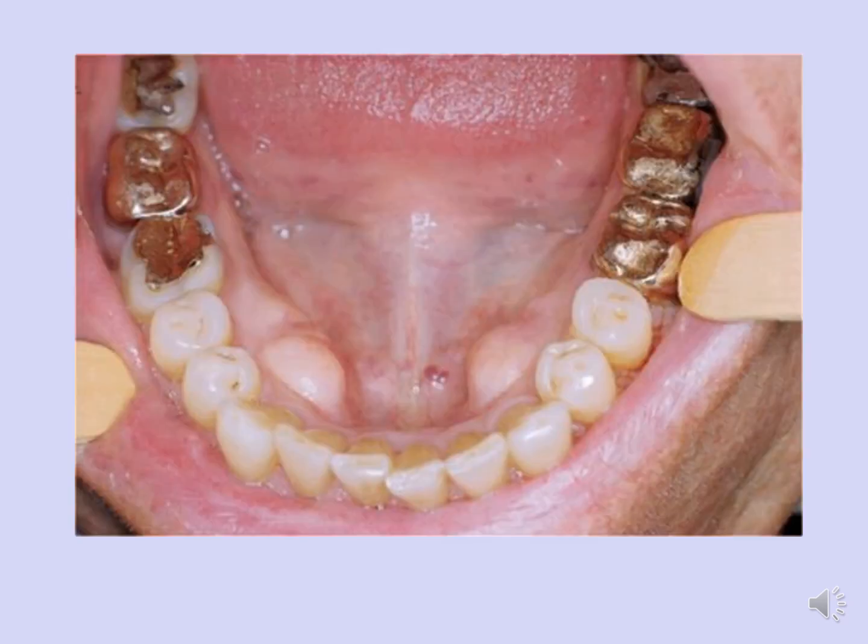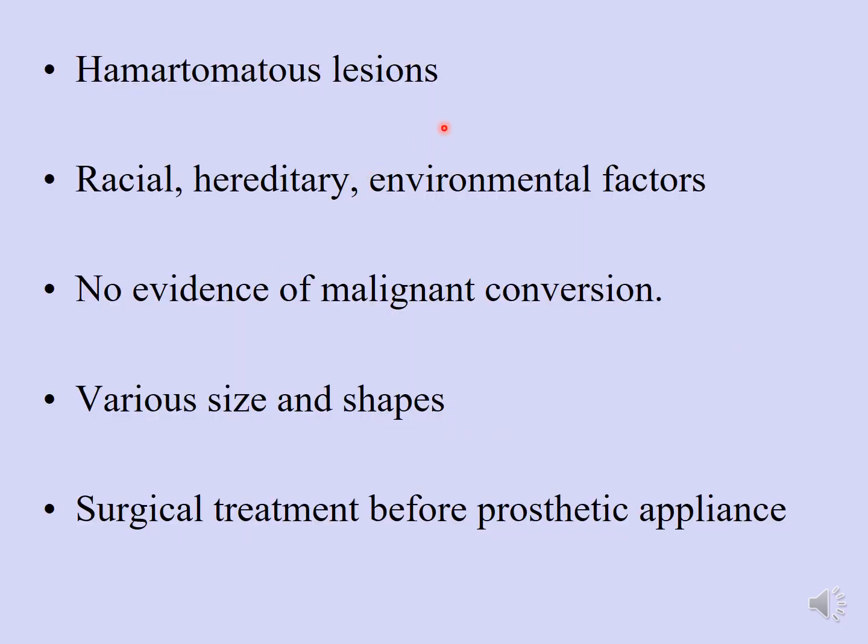Okay. So you also have it as Torus mandibularis, commonly seen in the lingual aspect of the mandibular premolar region. So they are hamartomatous lesions. Racial, hereditary, and environmental factors are considered to be the reason for this overgrowth. Globally, in various different ethnicities and races, these lesions are common. There's no evidence of malignant conversion. They do not have significant growth potential, unlike neoplasms.